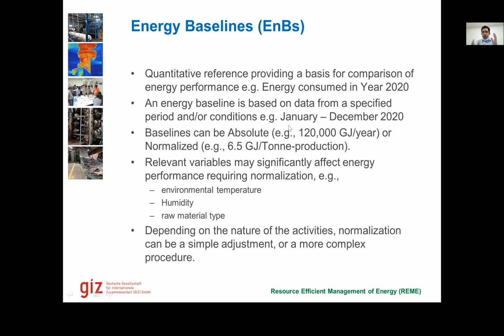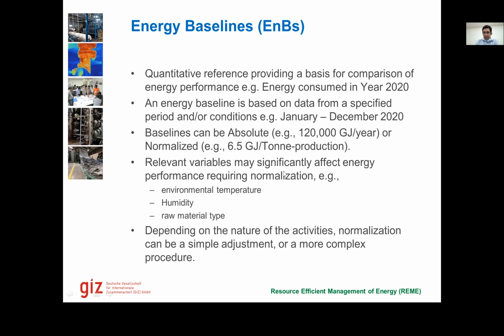So we need to specify the conditions and the specific period as well, and these baselines can be absolute. For example, we could say that we consume 120,000 gigajoules of energy per year. This is an absolute value, but we can also normalize it by comparing it with production quantity. So if we have more production, we have more energy consumption. If we have lower production, we have lower energy consumption. So that is how we can normalize them as well.